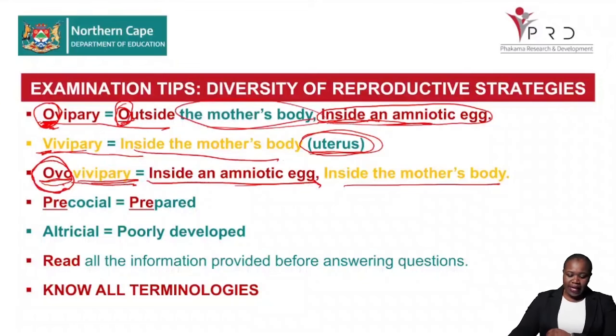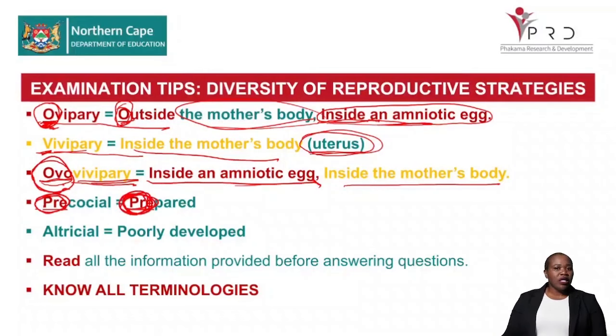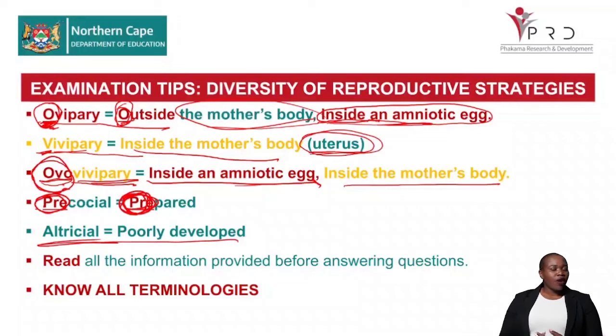And then with precocial and altricial, precocial, how do you remember that? The offspring or the young hatch when they are prepared, meaning that they are prepared to take care of themselves, they are prepared to feed themselves, they are prepared to just face the outside world as a whole, right? So precocial, prepared, okay? And then the other one will be altricial, and altricial will mean that they are poorly developed, meaning that they cannot see, they cannot move around, and so on. We are going to be looking at those characteristics later on.